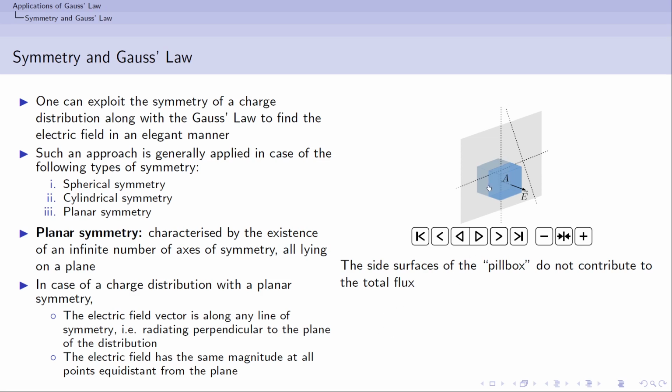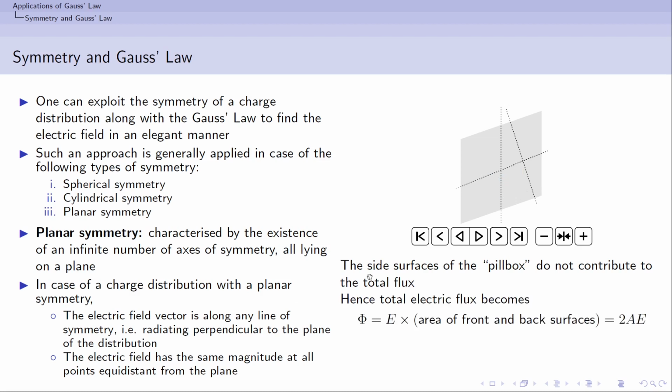Okay, so now if you look at this box here, the box has got a front surface and a back surface, but the side surfaces of the box don't contribute to the flux. You can see how, because on the side surface the area vector is going to be pointing in this way, but the electric field is going to be radially outwards. So once again the normal vector and the electric field will be perpendicular to each other. So the flux due to the side surface is going to be 0. So the side surfaces do not contribute to the total flux.